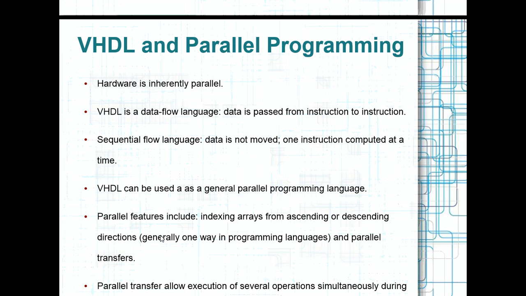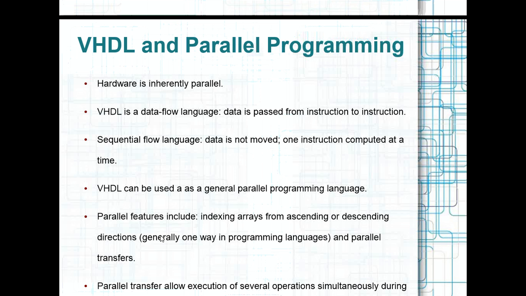Alright, let's move on to VHDL and parallel programming. One of the advantages of VHDL is that it can be used as a general programming language, so it can represent parallelism or concurrent systems. It's a data flow language, a language in which the data is passed from instruction to instruction. In comparison, in a procedural language the data doesn't move with the instructions, so you can only represent one instruction at a time.